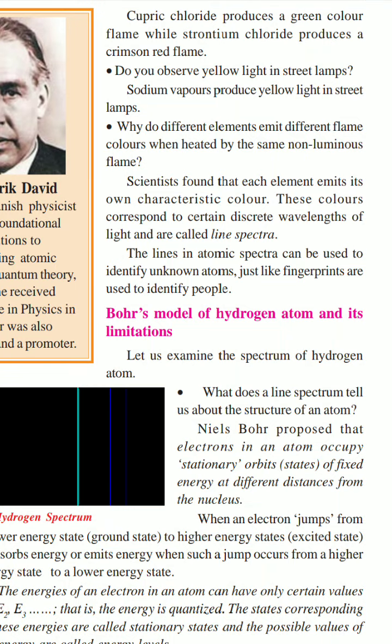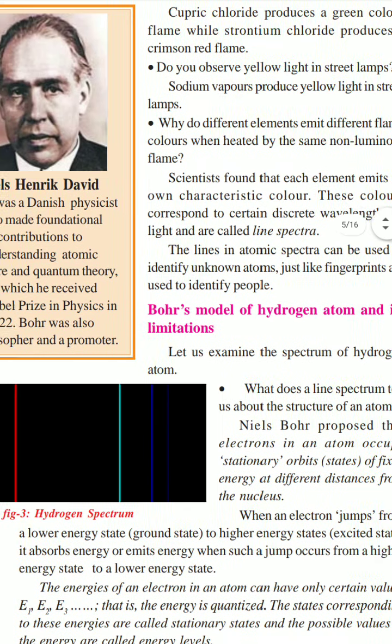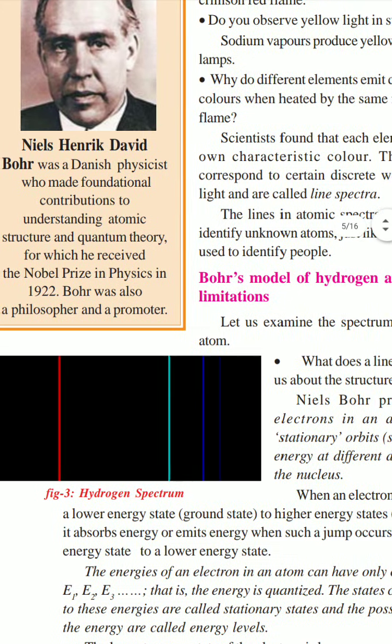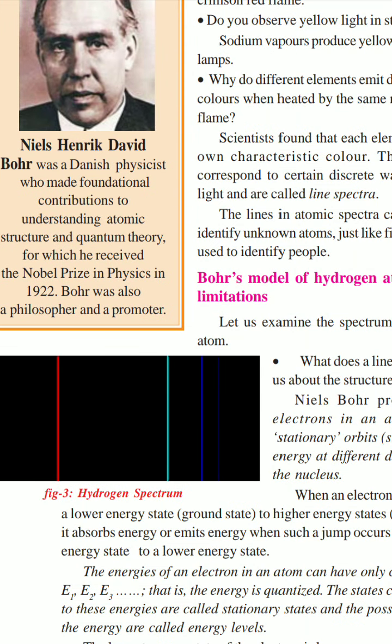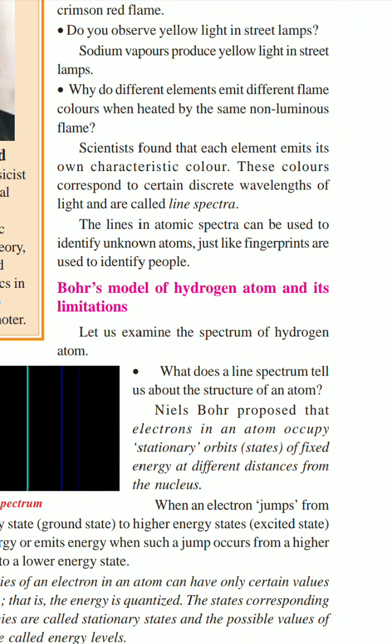Here in the picture you can see, children, this is the hydrogen spectrum. In figure number 3 you can see the hydrogen spectrum. In this hydrogen spectrum, we have three colors of line spectra. So, what does the line spectrum tell us about the structure of an atom? What is Niels Bohr's model of the atom?